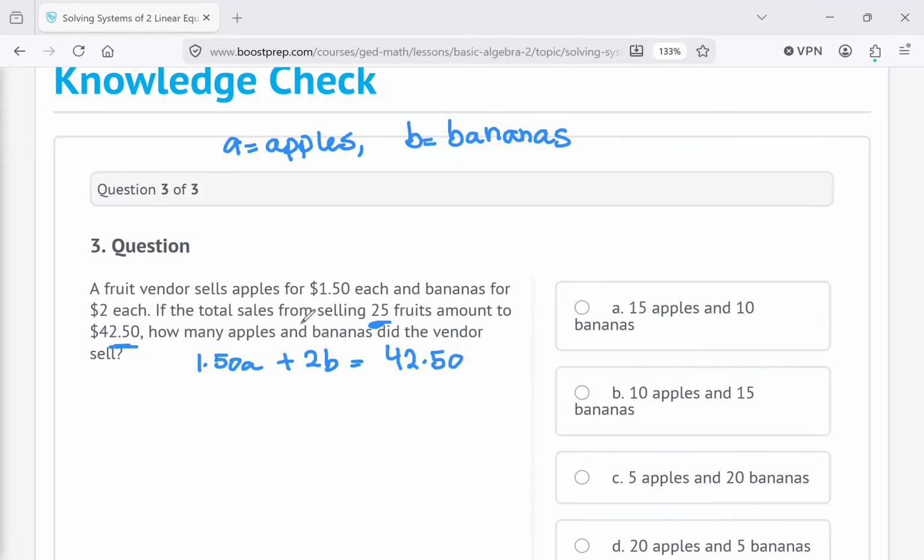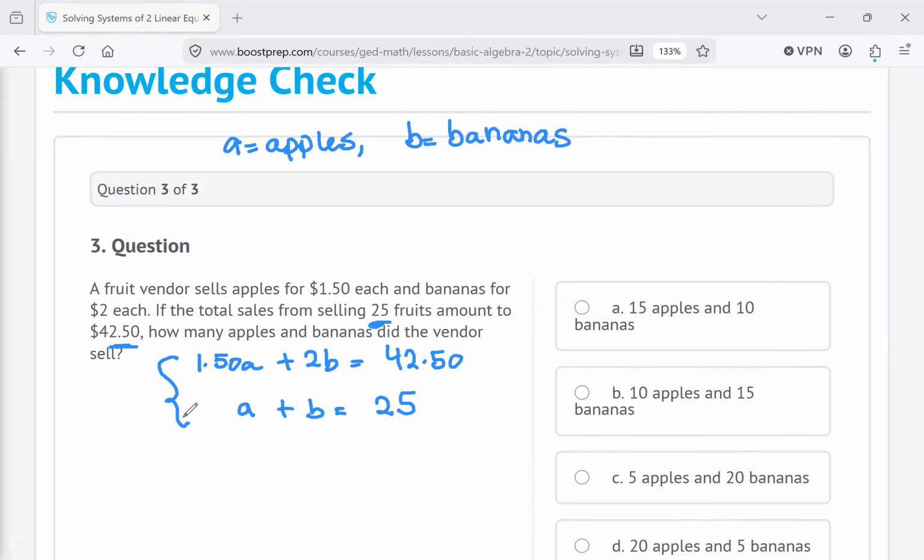Now, if you look at the second sentence, that's how we're going to create our second equation. If the total sales from selling 25 fruits, that's the difficult part. What they're saying is if you combine the apples and bananas, that equals a total of 25 fruits. That doesn't mean that's the revenue. It just says the amount of apples and bananas equals 25. So that means a plus b equals 25. Okay, that is tricky.